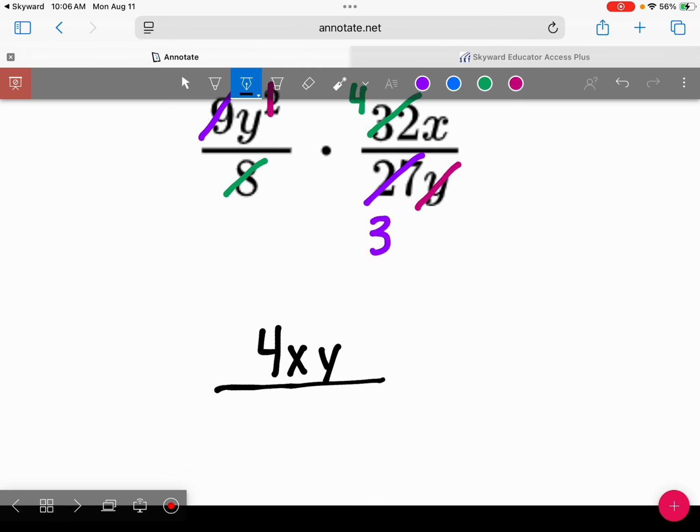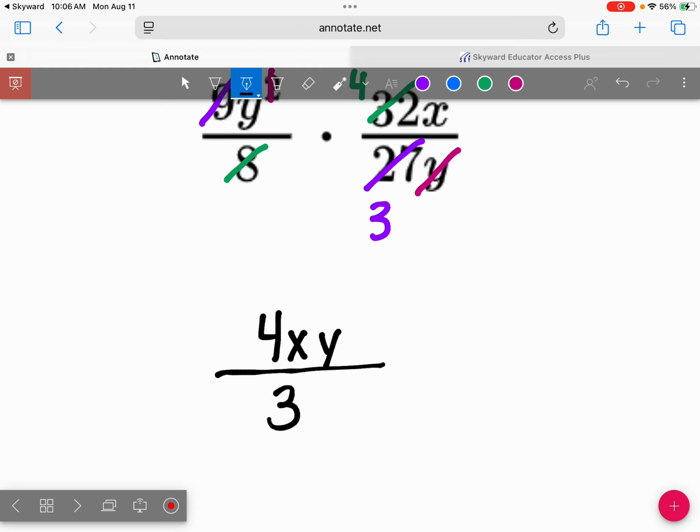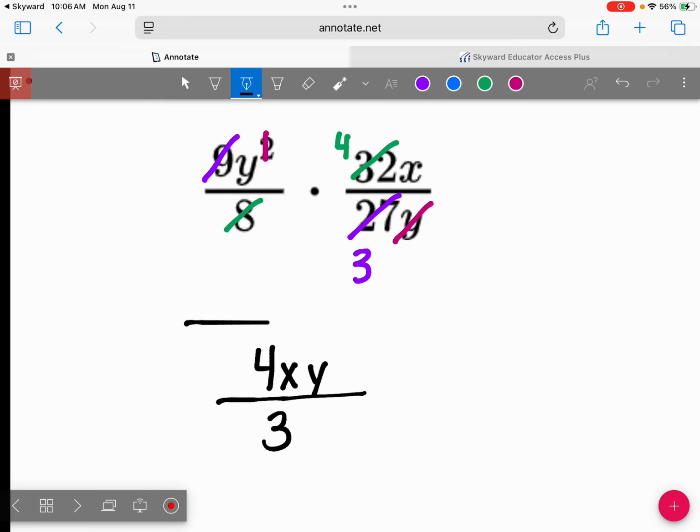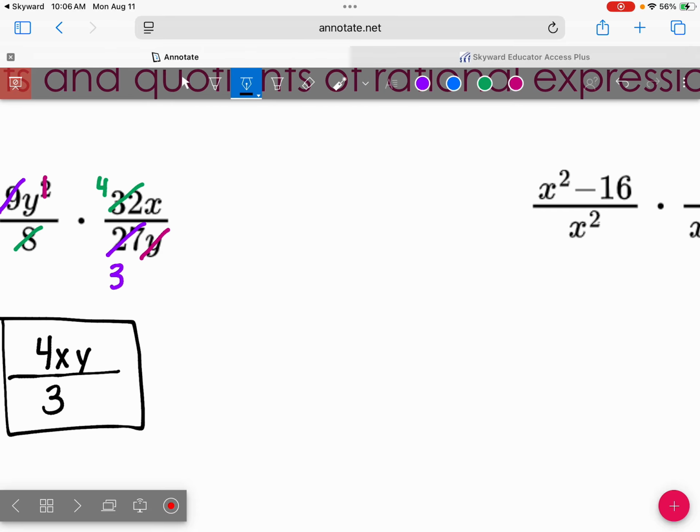In our denominator, the only piece we have left is the 3. So that whole thing simplifies down to be 4xy over 3. It does not simplify any further. Okay? Questions on that one? Okay. We're going to do another one.